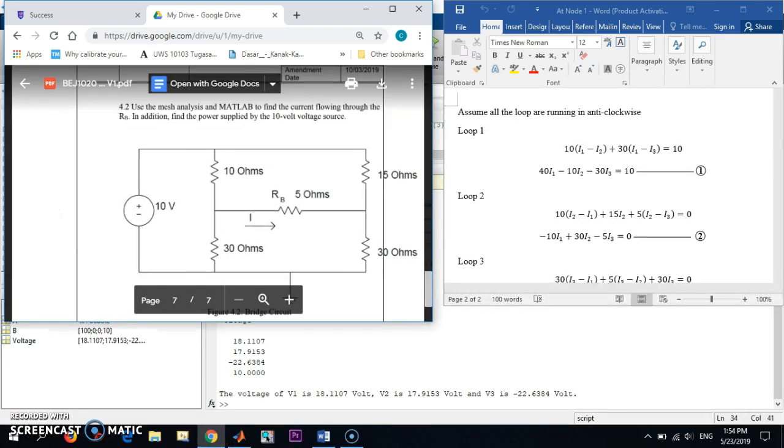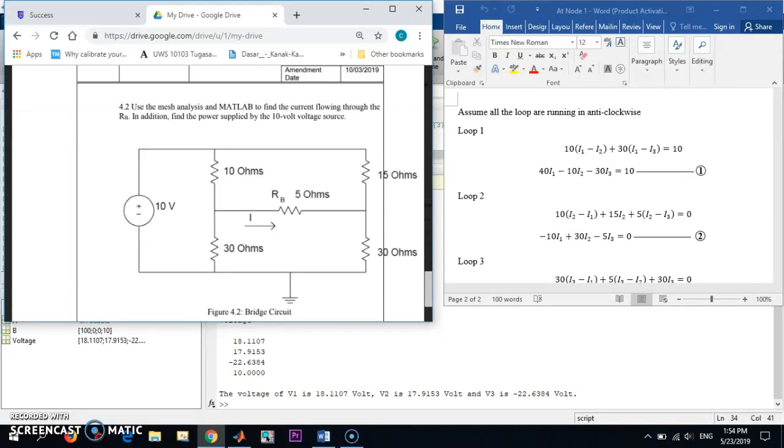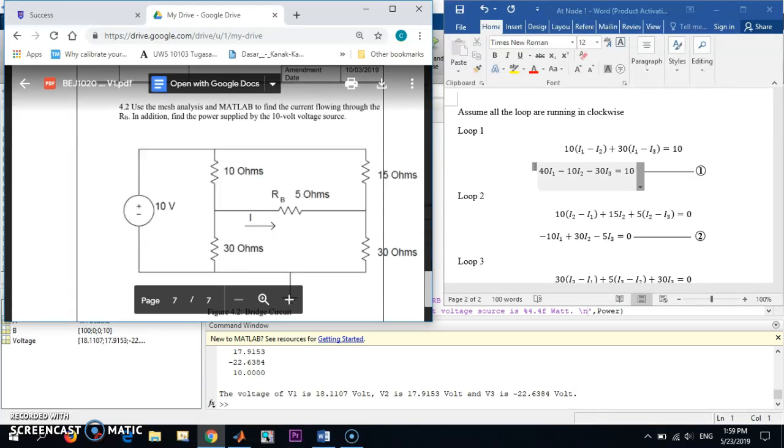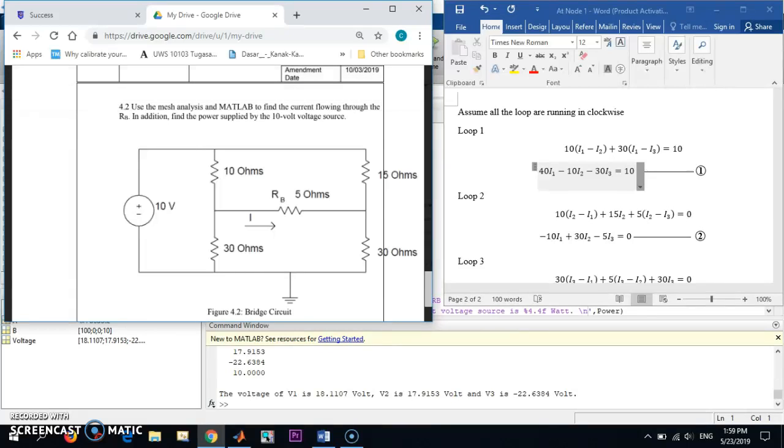Our question 4.2 is to use mesh analysis to find the current flowing through the RB and find the power supplied by the 10 volt source. Now we assume all the loops are running clockwise. So this is my first loop, this is my second loop, and this one is my third loop.